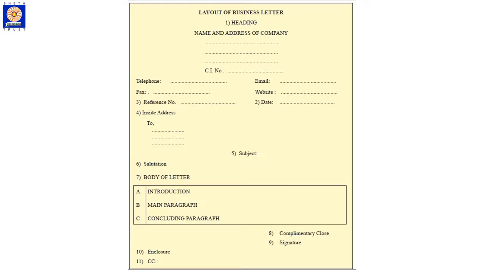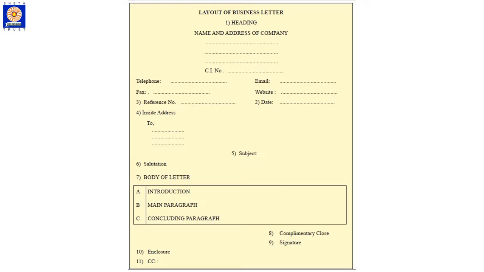Then the second part is the date on the right hand side below the address. You have to write the date of the letter when the letter has been written, and it is very important for the writer to write proper date. Without a date, the letter will be called incomplete letter. Then reference number. The reference number actually depends on the type of the letter and the subject of the matter.